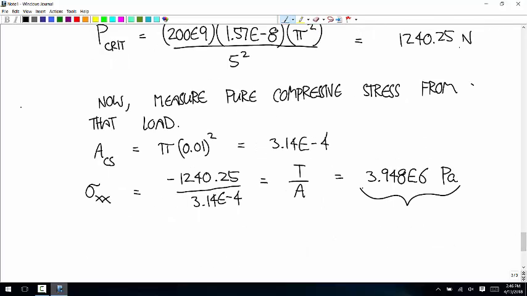And that's a small stress. Steel has no trouble dealing with stresses a lot bigger than that. But because this is a really long beam with a really small cross section, that load is enough to make it unstable and would cause it to buckle into that first mode. Any questions about that?